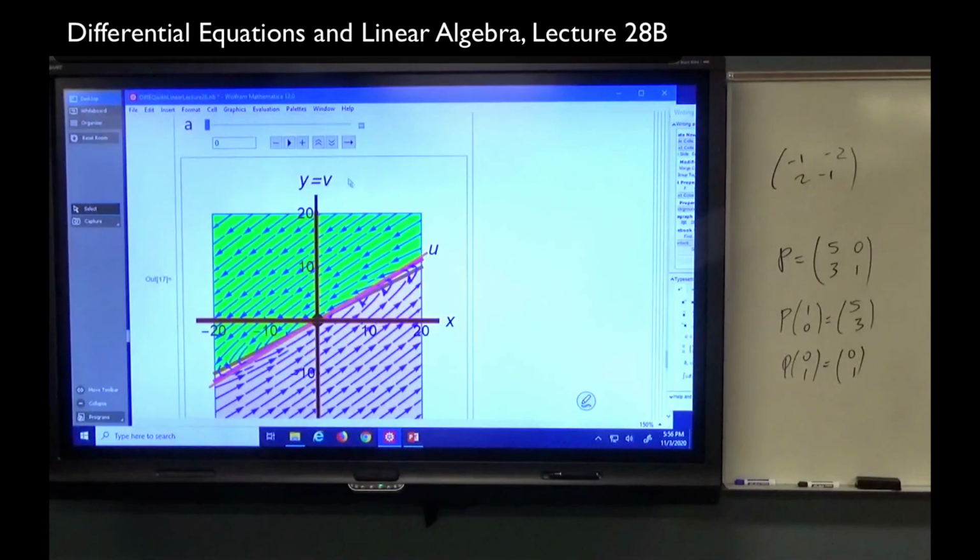One way to visualize it is to imagine the axes themselves changing, the x-axis becoming the u-axis, though the v-axis is the same as the y-axis, so it doesn't change. This number a here that's varying from 0 to 1 doesn't mean anything. It's just my animation parameter. It's not related to a number in the matrix.